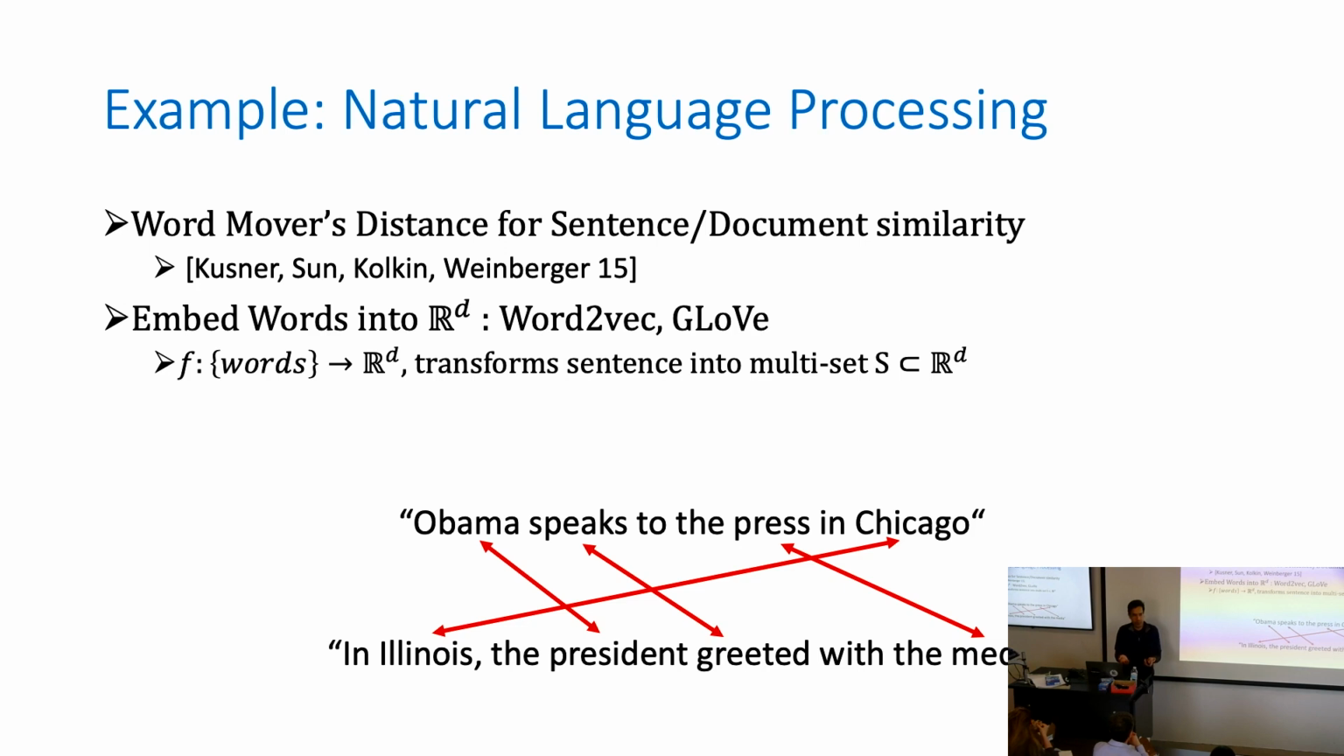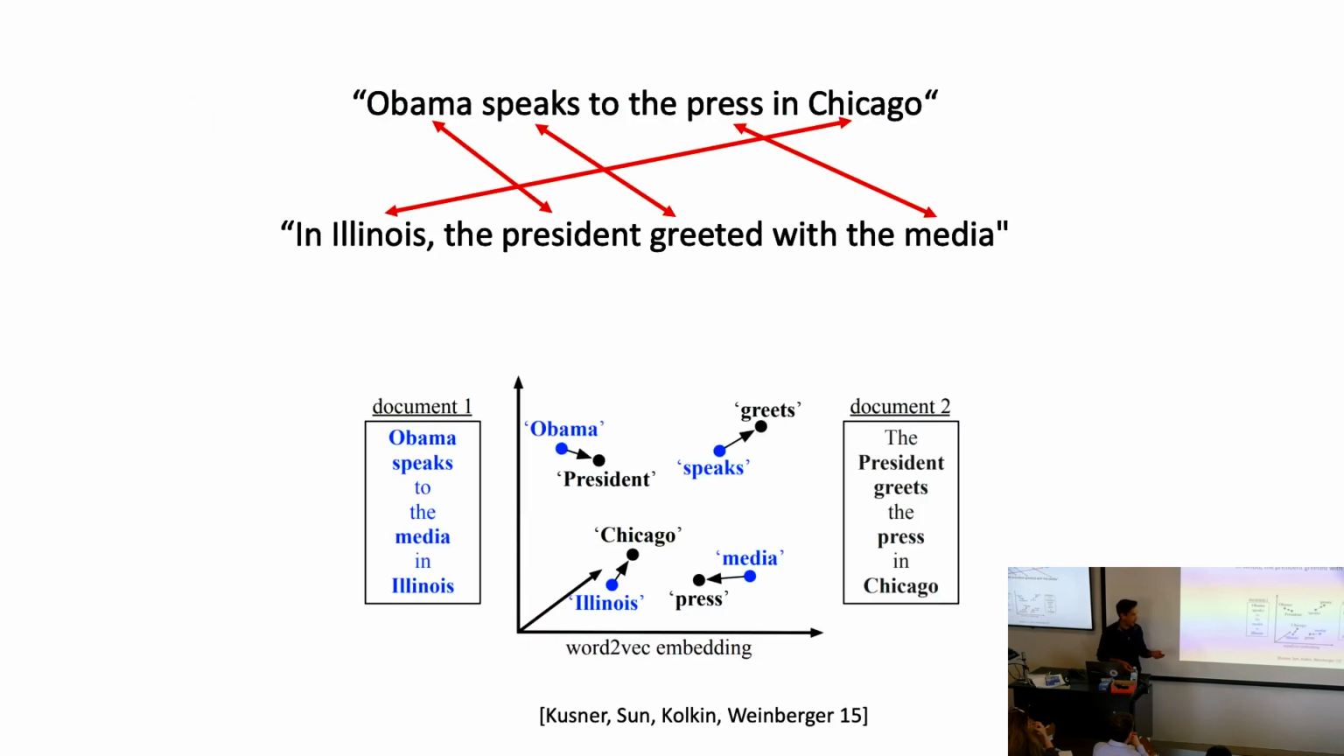And you can use Earth mover distance as a measure of similarity between these collections to measure semantic similarity between the documents. And so this is what that paper, the word mover distance paper, was about. And you can see that the magic of embeddings is that similar words map to similar points. Illinois maps to a vector similar to Chicago. Press maps to a vector similar to media. And so the Earth mover distance being small indicates that the sentences have similar meaning. So that was a classic application that inspired a lot of work.